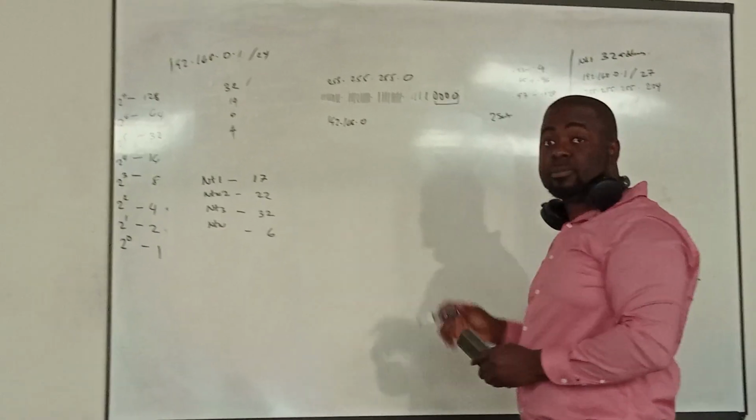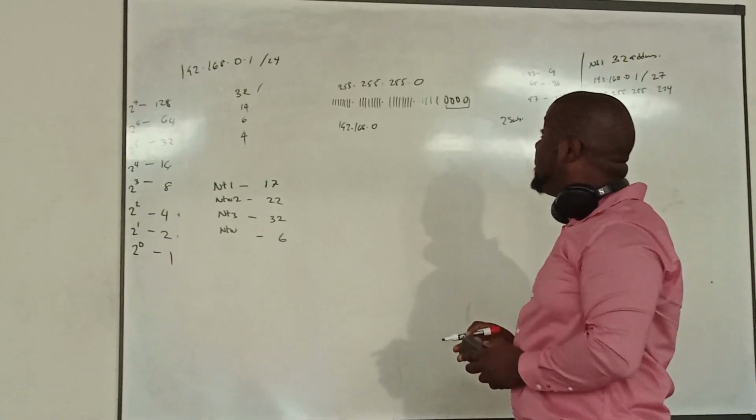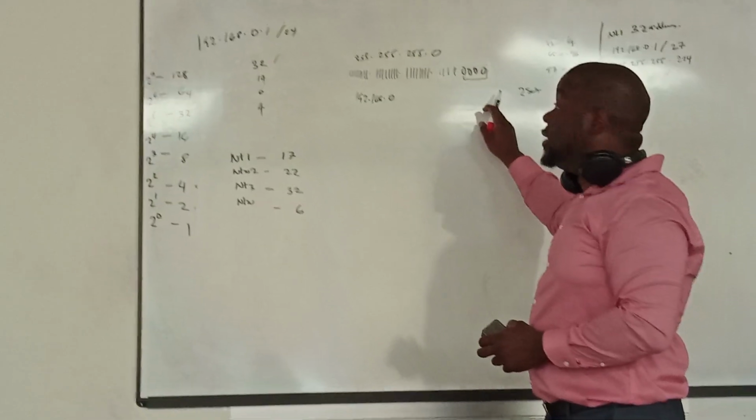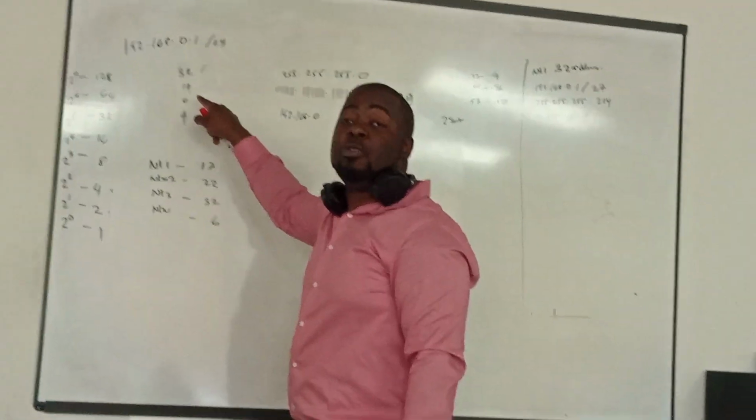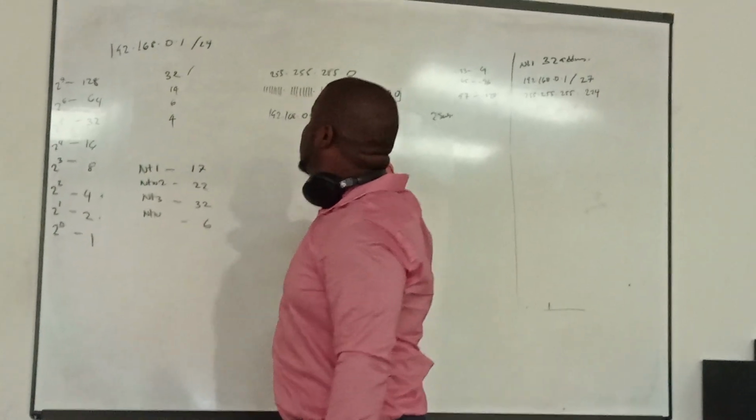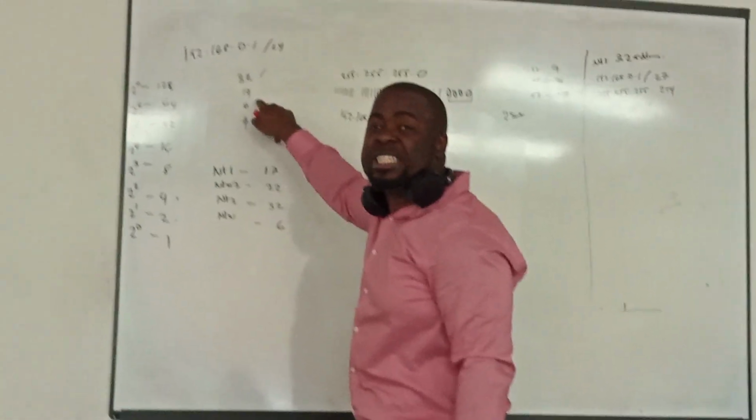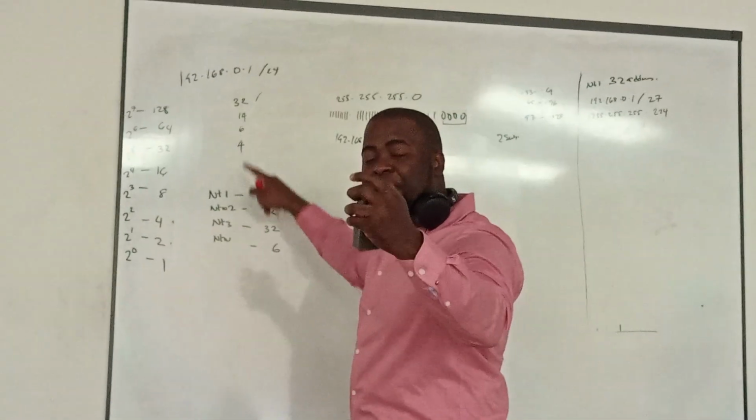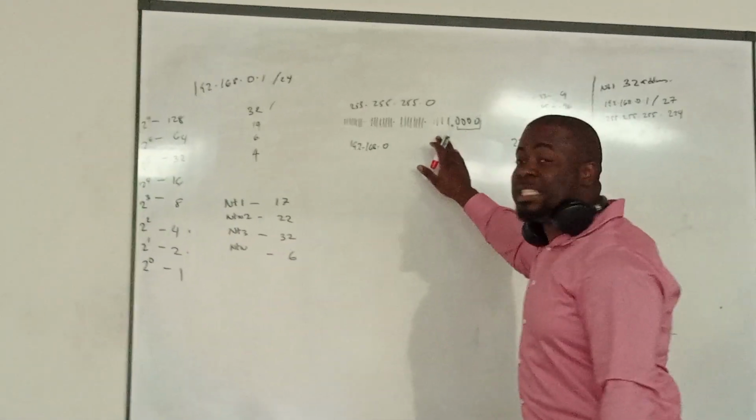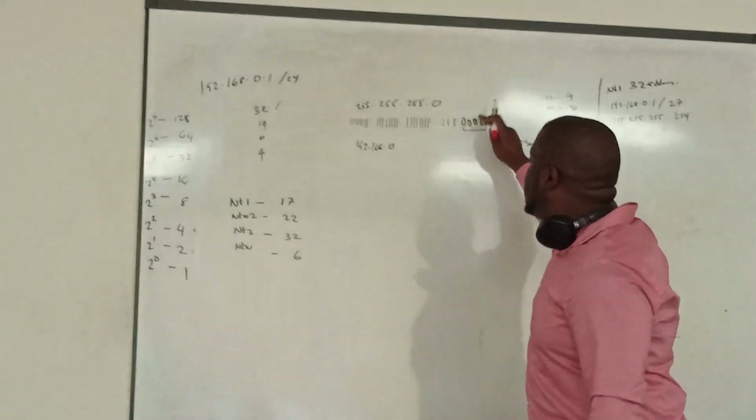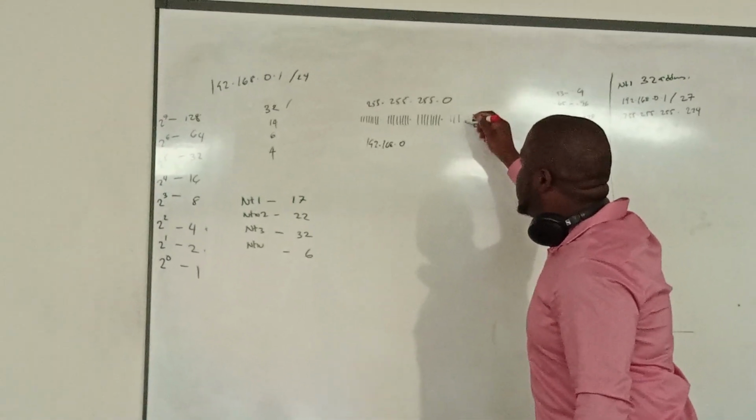So what did you do there? I said we've calculated this. Now we want to subnet our subnets to be able to fit 14 addresses. Remember, the number of addresses we need is 14. This was our subnet mask before. So our subnet mask before was this.